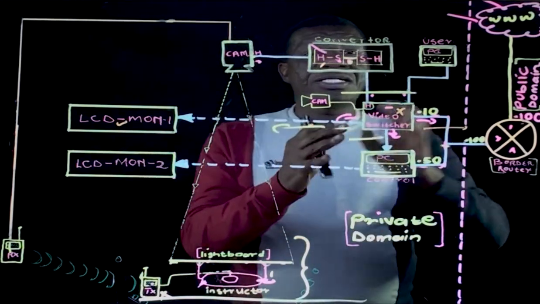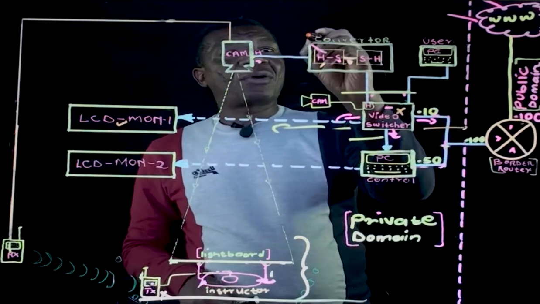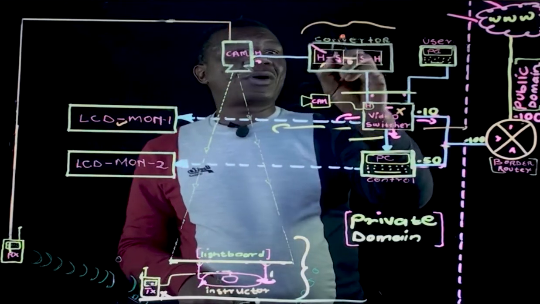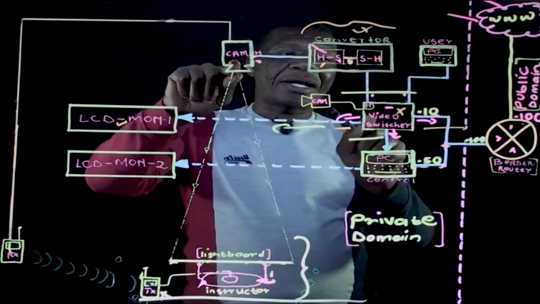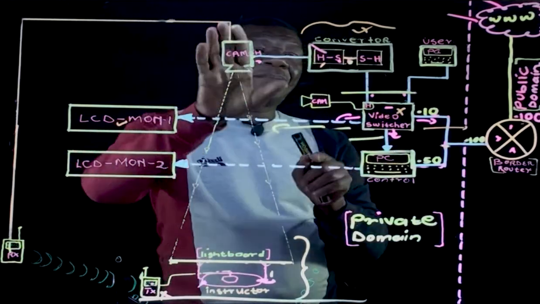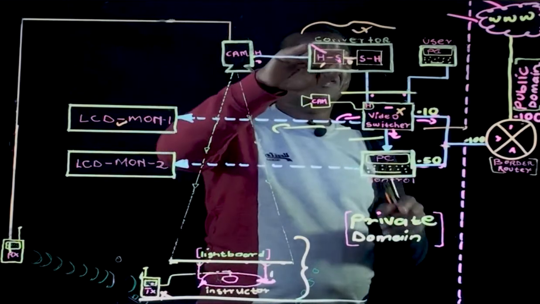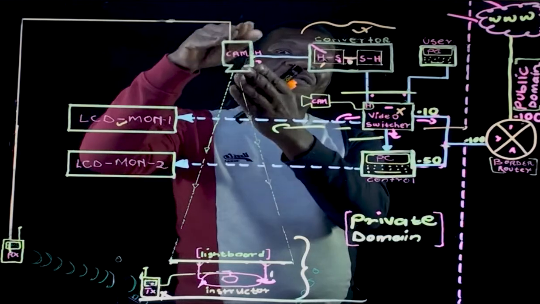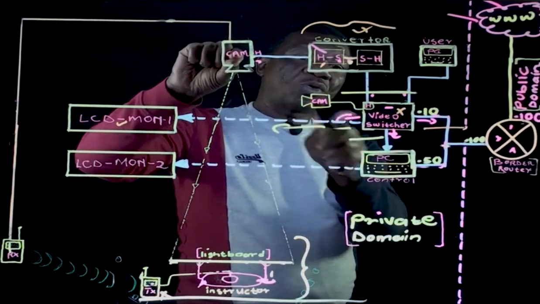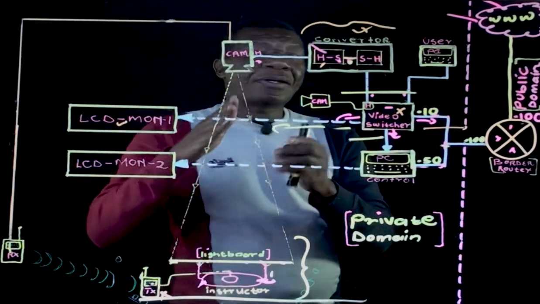Now, as you can see, there is another block in between. This block is here for a purpose. It's sitting between the camera and the video switcher. Now, the purpose of this specific block, as you can see, it's a converter. So we have a camera that has got video and audio sitting here that needs to go to the video switcher.